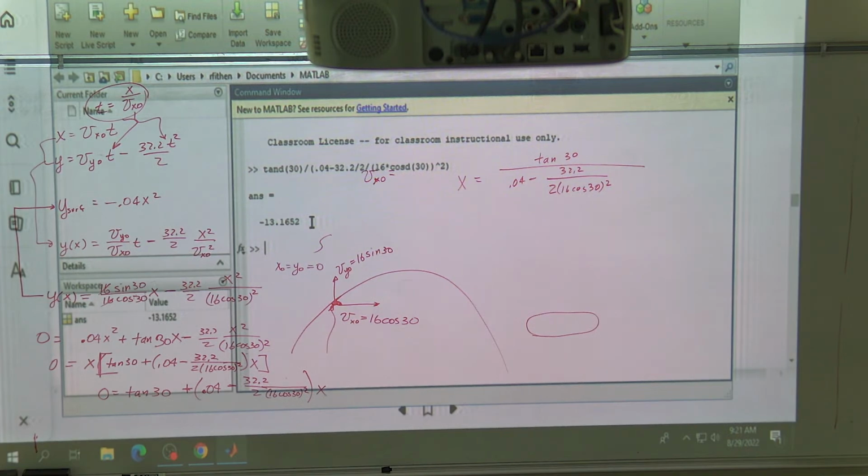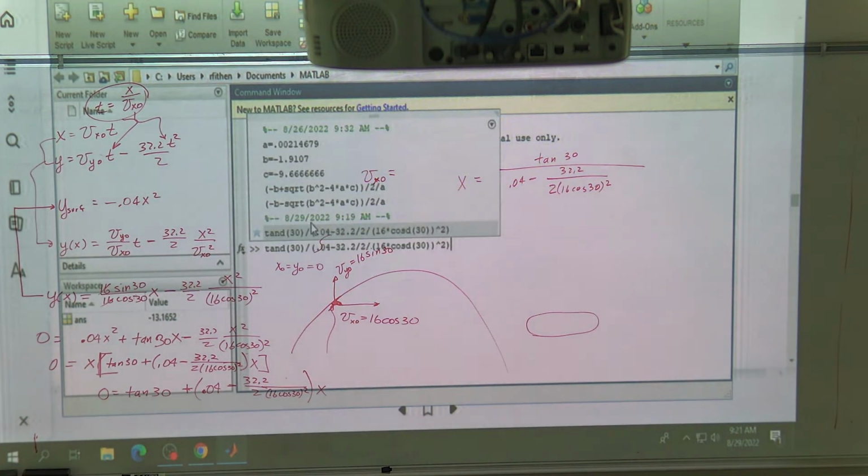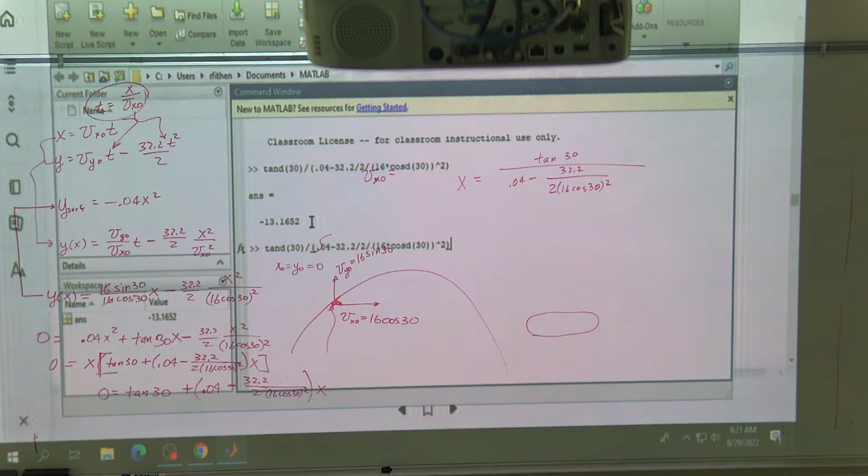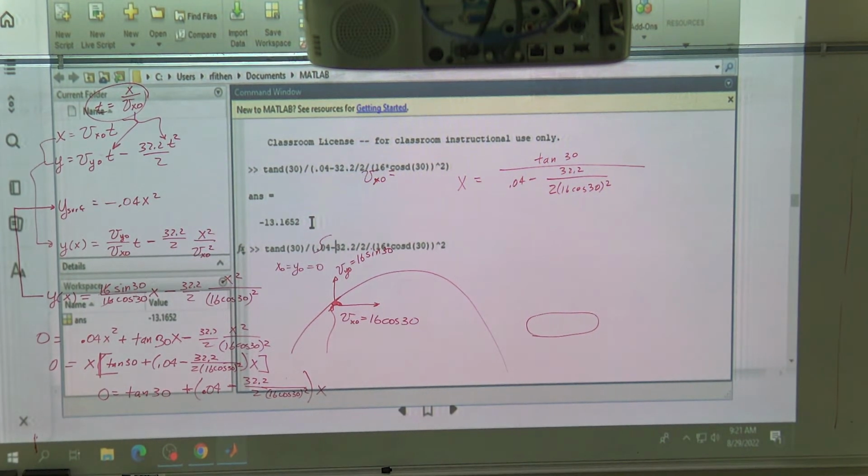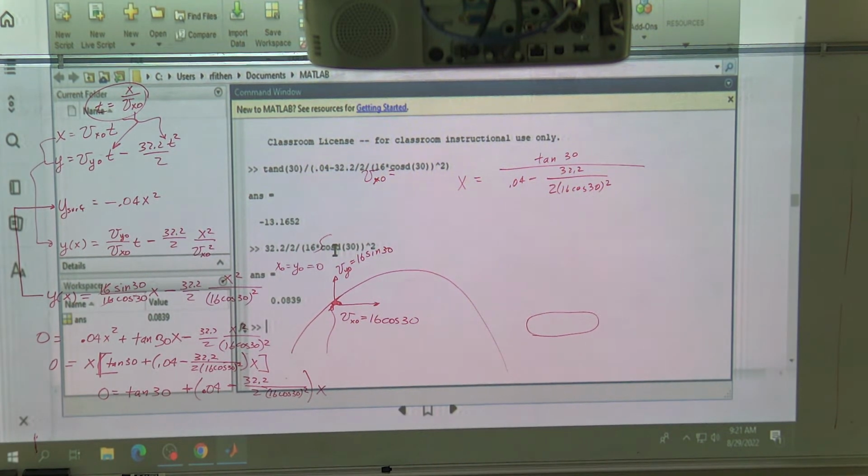Okay, so I goofed somehow. How did I goof this? You know what? I'm going to break it into its components. So somehow I've done something wrong. Here's what I mean by I've done something wrong. I'll let you help me figure out what I've done wrong. 32 divided by 2 divided by 2 squared. I think I got 0.083.